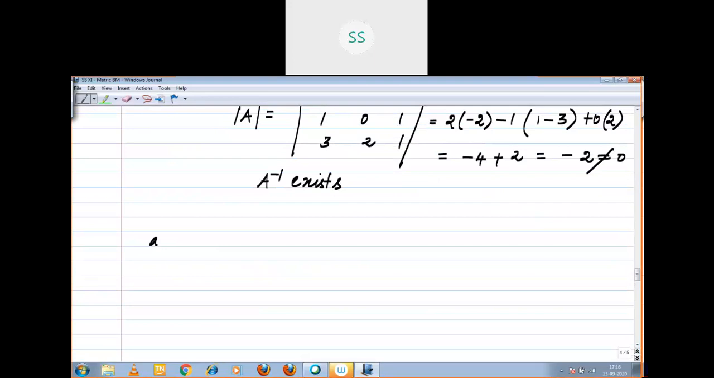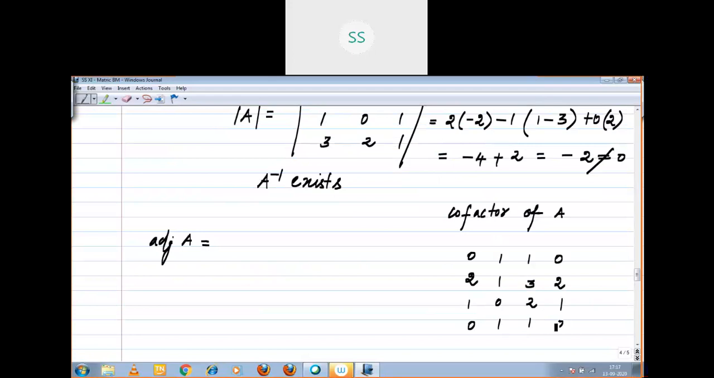Now the adjoint. The adjoint of A you want to find. For that what do we need? The cofactor. What do we want to find? The cofactor of A. Right? Center element, below, above, then again move towards right: 1, 1, 0, 1. Move towards left: 1, 3, 2, 1. Next: 0, 2, 1, 0. This is your cofactor. Got it, children?